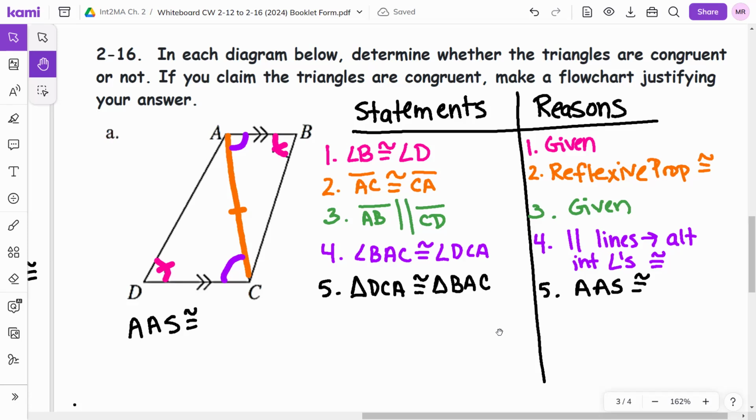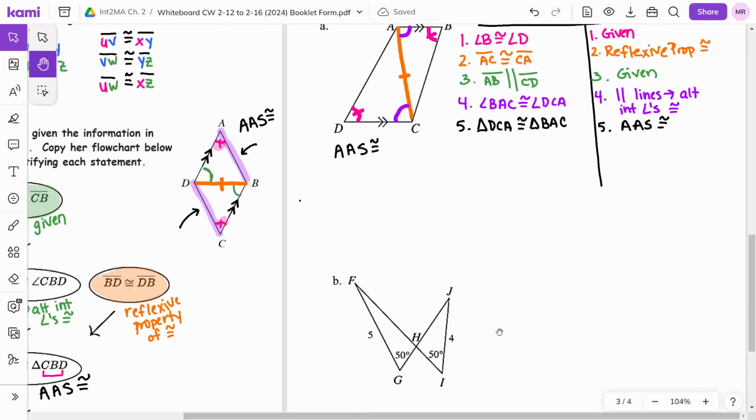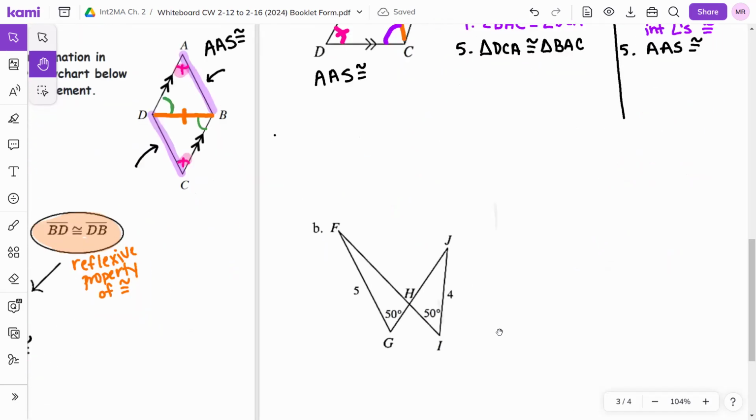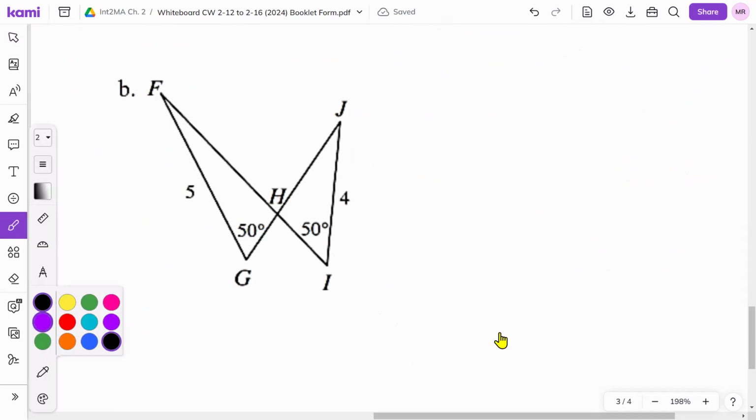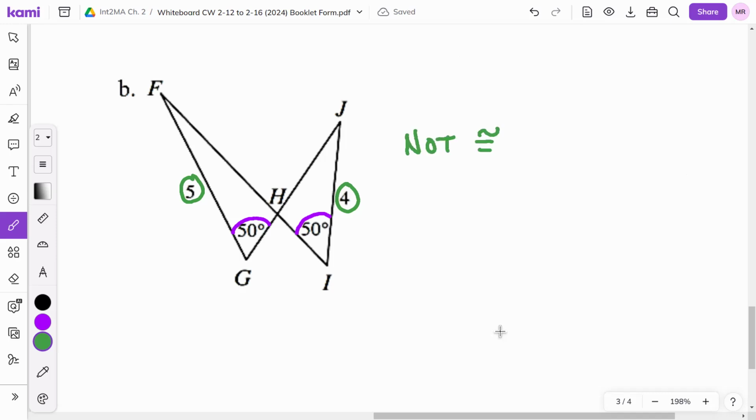Okay, so let's take a look at number 16B. On this one here, I noticed that I have this 50 degrees and 50 degrees. So I've got two angles. Now the problem is this measure here, FG, is not the same as this measure here. So this is not going to be congruent.